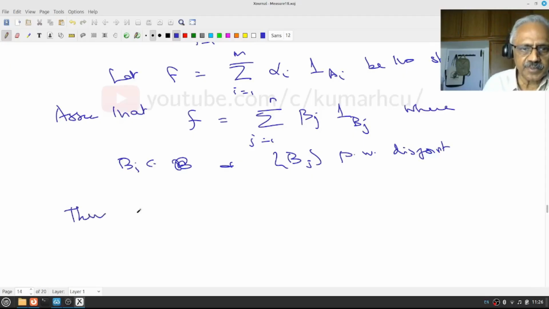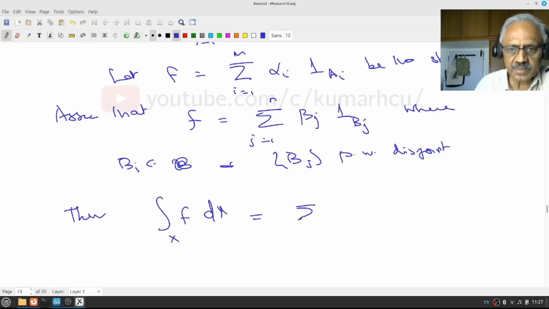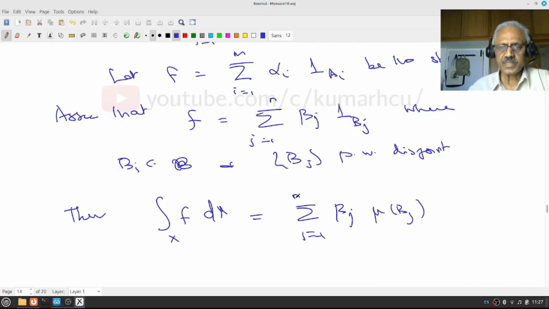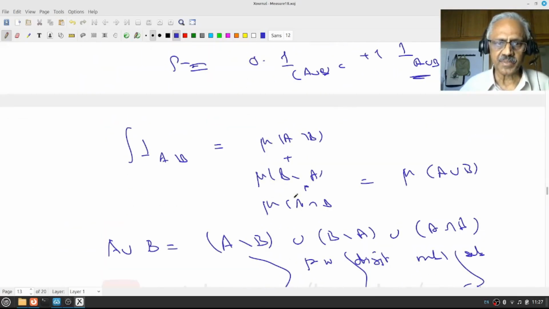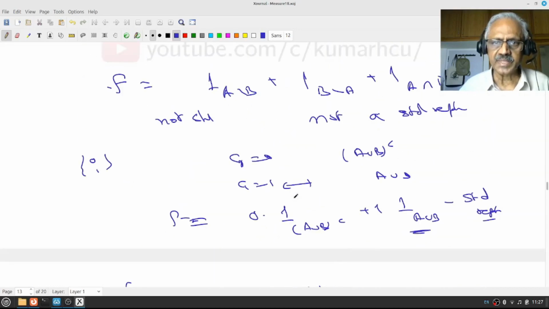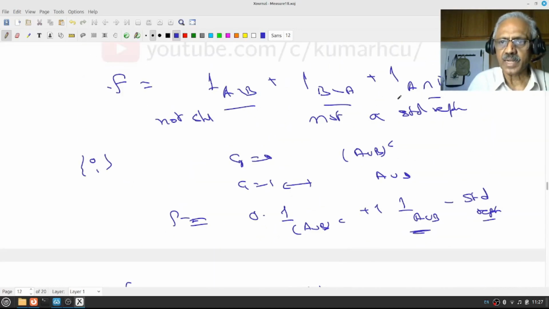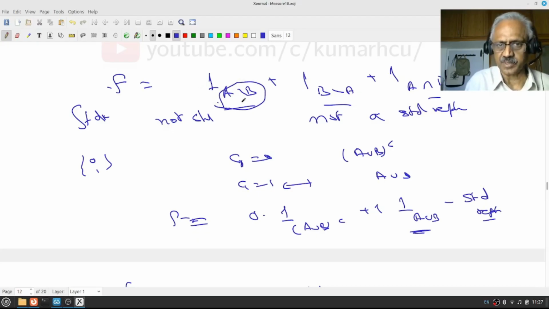Then what you want to claim is that the integral of f dμ is nothing other than the sum of β_j times μ(B_j), j equal to 1 to n. You see that? That's exactly what we did. I had the indicator function of A union B. I wrote it as the indicator function of these three objects, and these are pairwise disjoint. Therefore, I found the integral of f dμ is nothing other than c1, which is 1 in this case, times the measure of this plus the measure of this plus the measure of this.